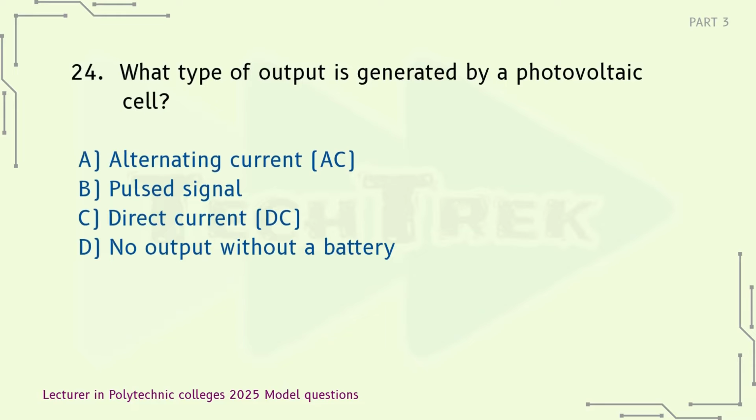What type of output is generated by a photovoltaic cell? A. Alternating current. B. Pulsed signal. C. Direct current. D. No output without a battery. Correct answer is option C. Direct current.